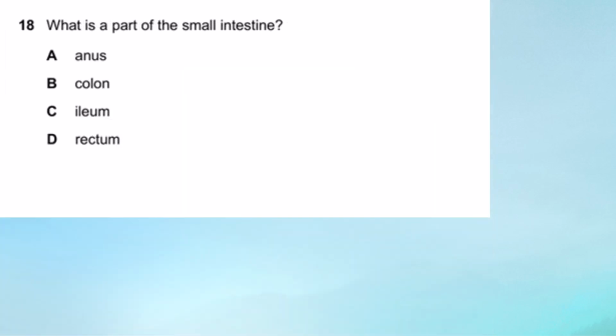Next question here is about the human digestive system, and they ask, what is a part of the small intestine? Anus, no. Colon, no. Ileum, yes. And rectum, no. So again, this just shows how important it is to read up on these definitions, because they'll tend to come up a lot here in the multiple choice.